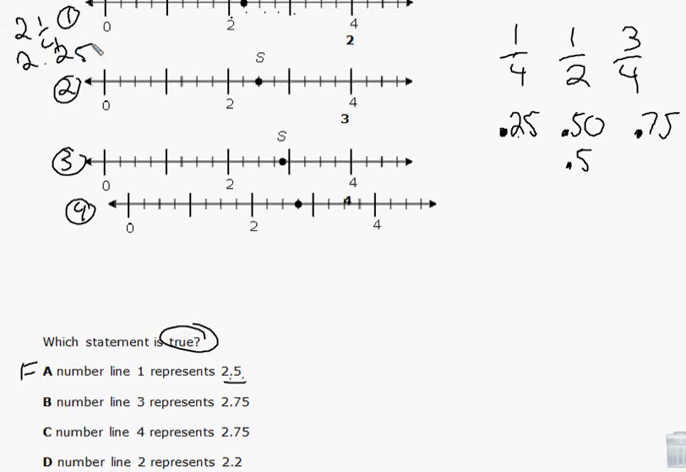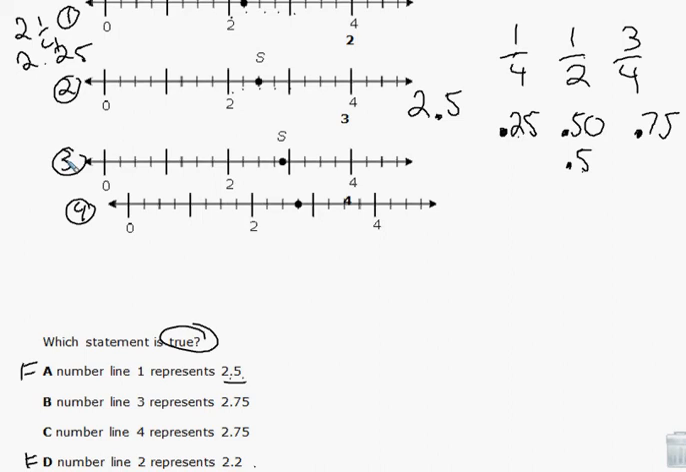Okay, number line 2 is 2 wholes, and 1, 2, 3, 4, so that's 2/4, or the same thing as 1/2. So that's 2 and 1/2, which is the same thing as 2 and 50 hundredths, or 2 and 5/10. And number line 2 is this one down here, saying it's 2 and 2/10. That's a false statement.